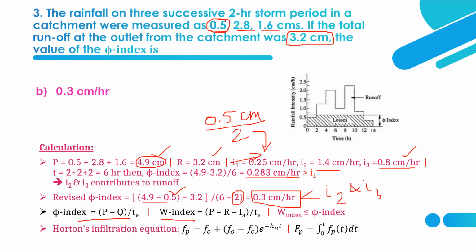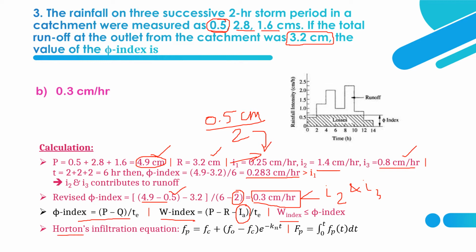There is another thing called the W index. W index is given by P minus R minus initial losses, so IA is the initial losses, divided by T. So the W index shall be less than or equal to the phi index. The W index is always less than or equal to the phi index, because we are also taking initial losses into account in the case of the W index.